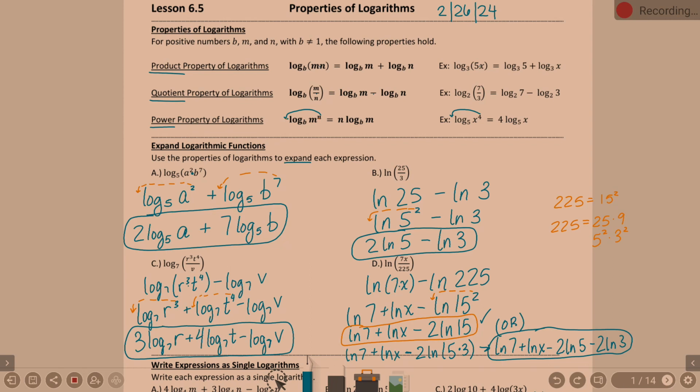Now, do we have a handle on these 3 properties? We've used the product, the quotient, and the power property to take a single expression and unpack it, expanding it into multiple pieces, always using the product or quotient property first and then the power property at the end. Keep that in mind: product or quotient first, and then the power property.